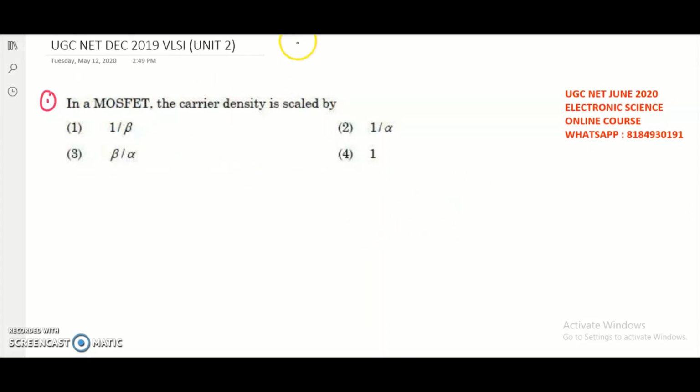Before going into the question, you have to know a few points. In the MOSFET, we have two scaling factors, that is 1 by beta and 1 by alpha. The 1 by beta scaling factor is used only for two things, that is VDD, the power supply, and the oxide thickness, that is the silicon dioxide thickness. Generally, we represent it with capital D, or for example, small t.